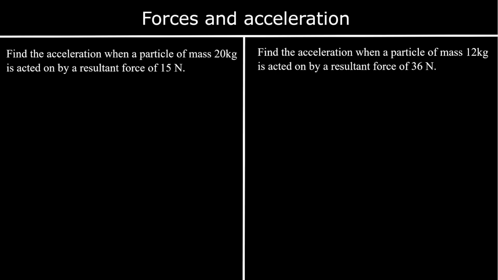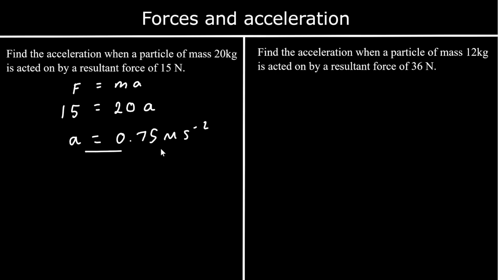Find the acceleration when a particle of mass 20 kilograms is acted on by a resultant force of 15 newtons. So F equals ma, the resultant force is 15, and that's equal to mass, which is 20, times acceleration. So divide both sides by 20. 15 over 20 is the same as 3/4, or 0.75 meters per second squared.